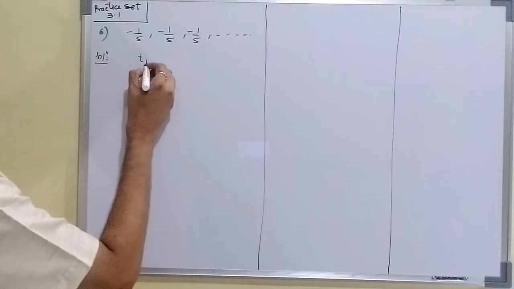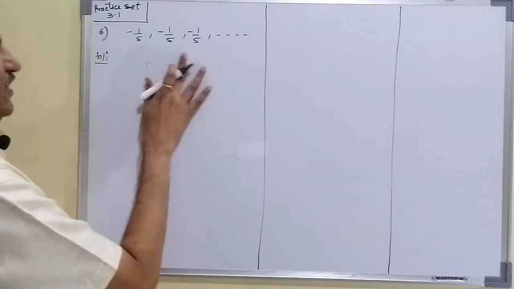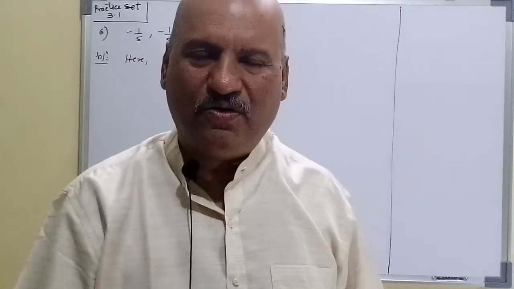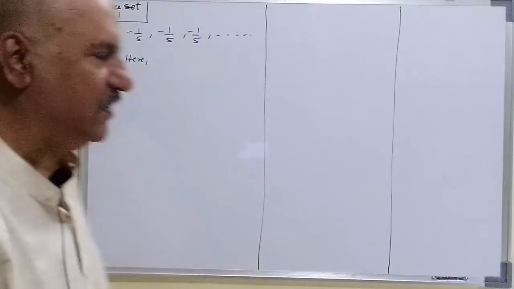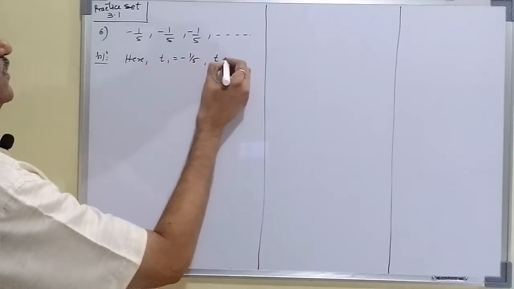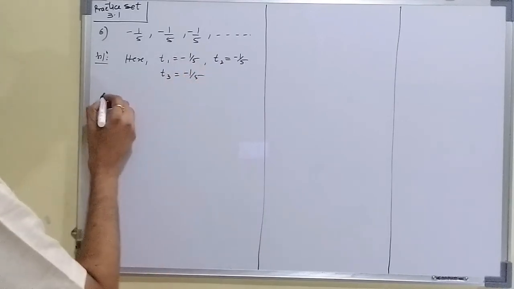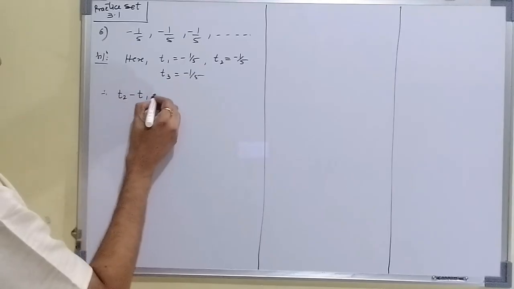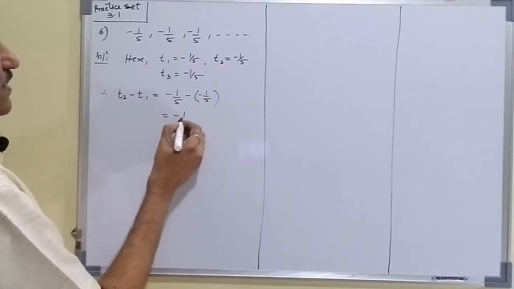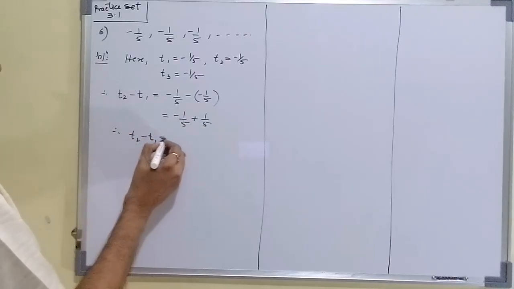Therefore, T2 minus T1, what will it be? If you want, write here. If some teachers say write what is T1, T2, T3, then write, but doing it directly is also fine. The terms of the sequence are understandable. T1 equal to -1/5, T2 equal to -1/5, T3 equal to -1/5. Therefore, T2 minus T1 equal to -1/5 minus of -1/5. You get -1/5 plus 1/5. Therefore, T2 minus T1 equal to 0.